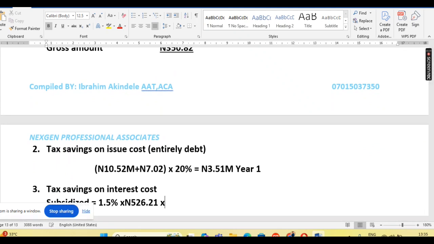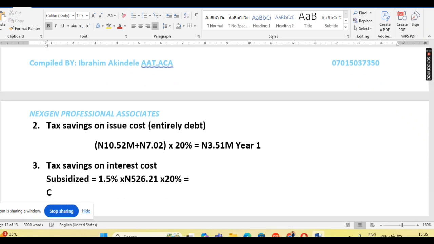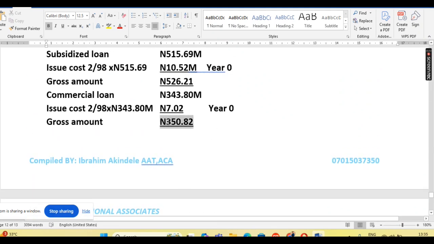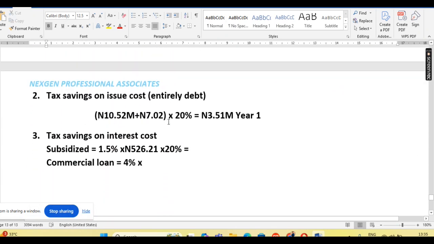So it should be 526.21 times the tax savings, which is 20%. What do we have? So the commercial loan is 4% times the gross amount, because this one has issue cost, 350.82. Don't forget, in our previous lecture, for the subsidized loan we did not use the gross amount because it does not have issue cost. We use the original amount. But because the question says it is financed entirely by debt, we have issue cost, so we need the gross amount. So this commercial, we have the issue cost, the gross amount, times the 20%.